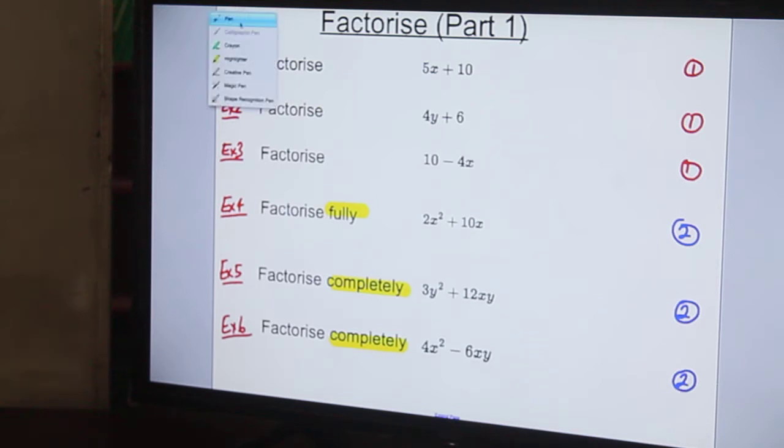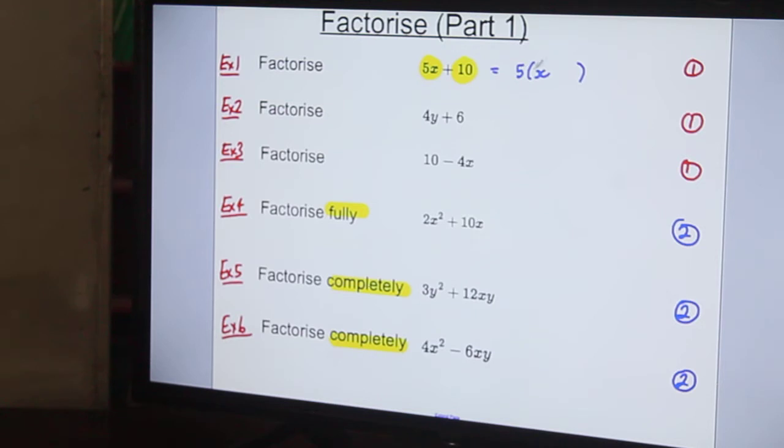So, how do we do this? Well, what we do is we look at 5x and we look at positive 10. Is there any number that divides into 5x and 10? Well, hopefully you realise 5 does. So we take 5 outside the brackets. What needs to go here? So when I multiply it by 5, I get 5x, clearly an x.